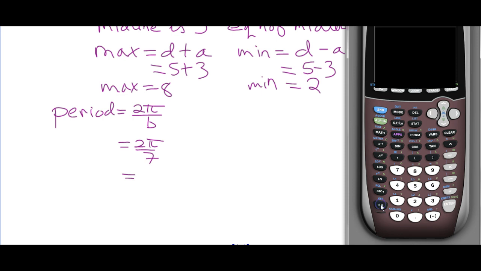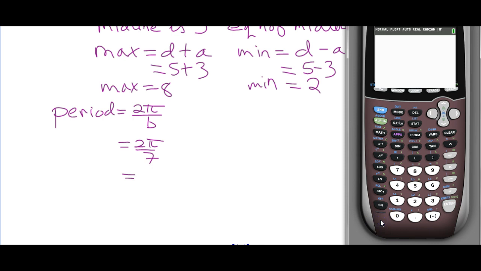Is there not? Oh, wait, it's off by about that much. Great. There we go. Okay, can I do it here? So 2 pi divided by 7. Okay, that was fun. Okay, so 0.90. Or let's go 0.898.